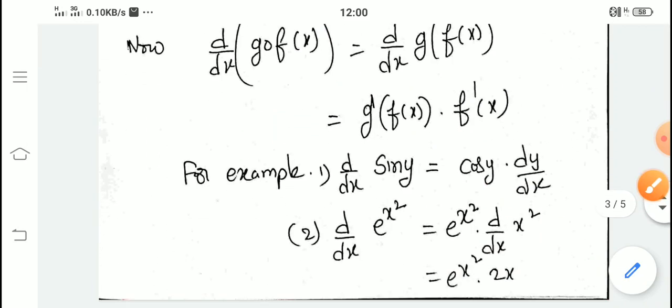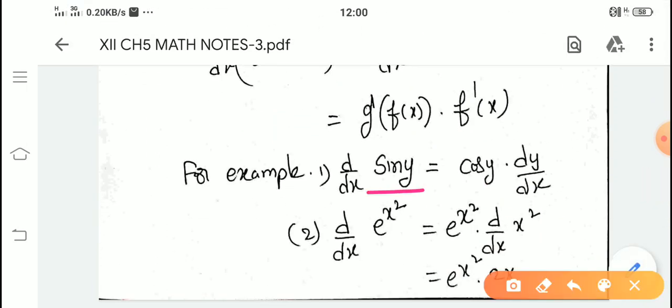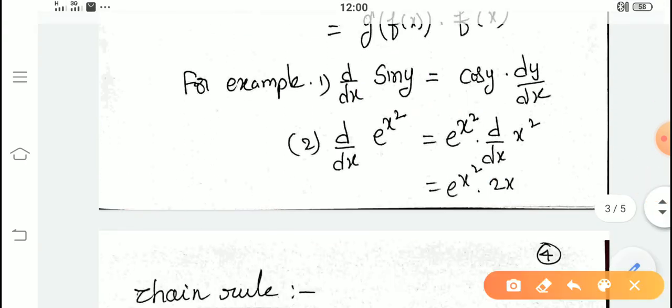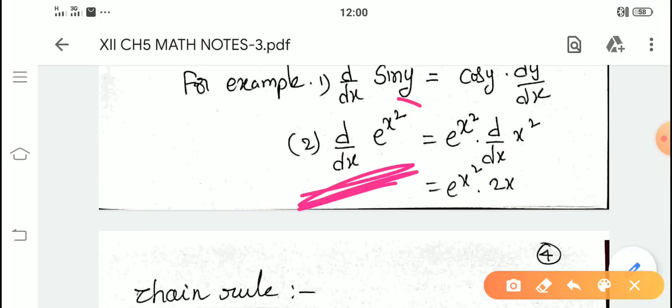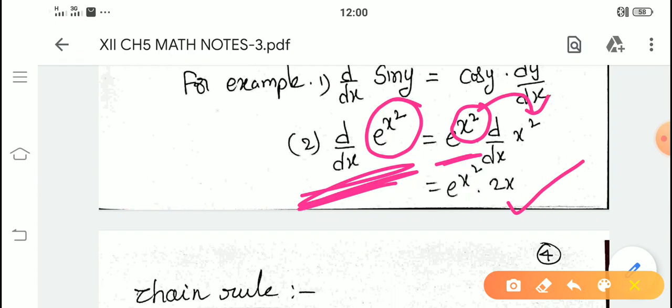For example, when you want the derivative of sin y, the derivative of sin y is cos y, but multiplied by the derivative of y, dy by dx. Next, the derivative of e power x square. First, the derivative of e power x square is e power x square, and multiply by the derivative of x square, which is 2x. That is called the chain rule, or the derivative of a composite function.